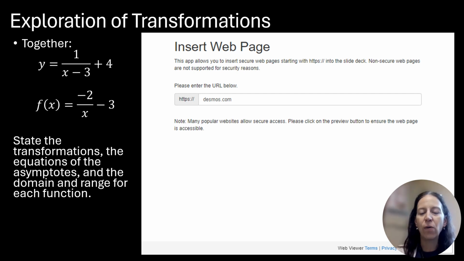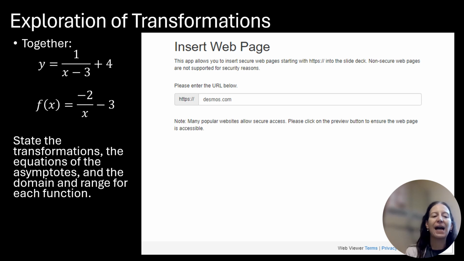And if you look at your equation, you can see we have a minus 3, which means to the right 3. And remember, the left and right is the inside. So when we're dealing with a reciprocal function, we are dealing with the inside of the fraction, which will be the denominator. So a minus 3 inside means that the function goes to the right 3. And a plus 4 outside of the function means that it goes up 4.